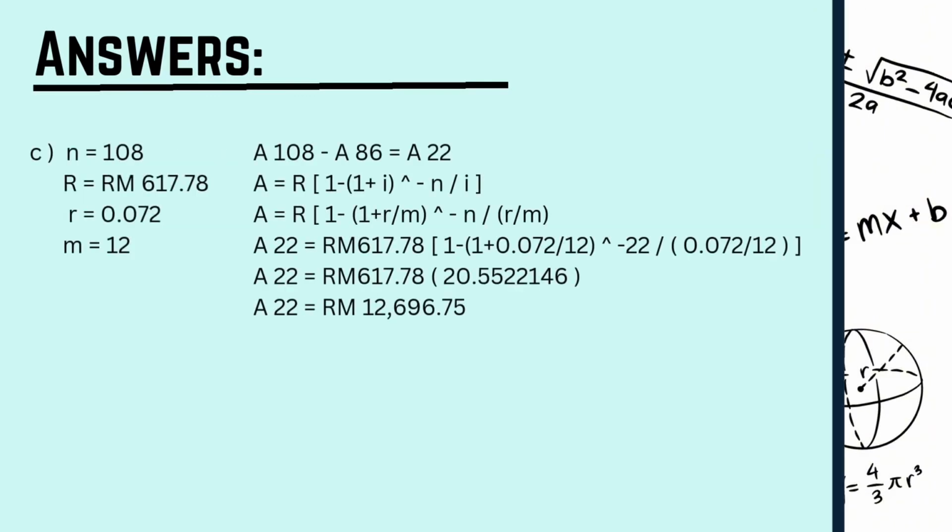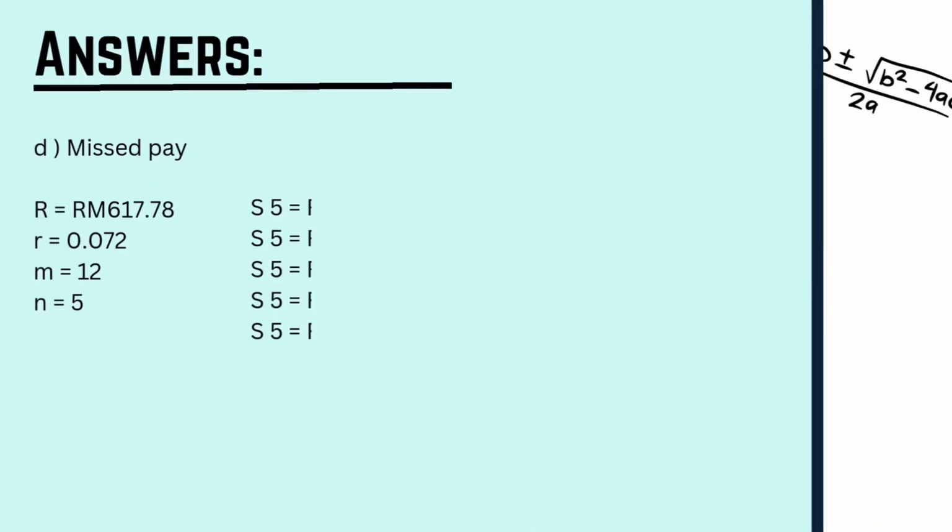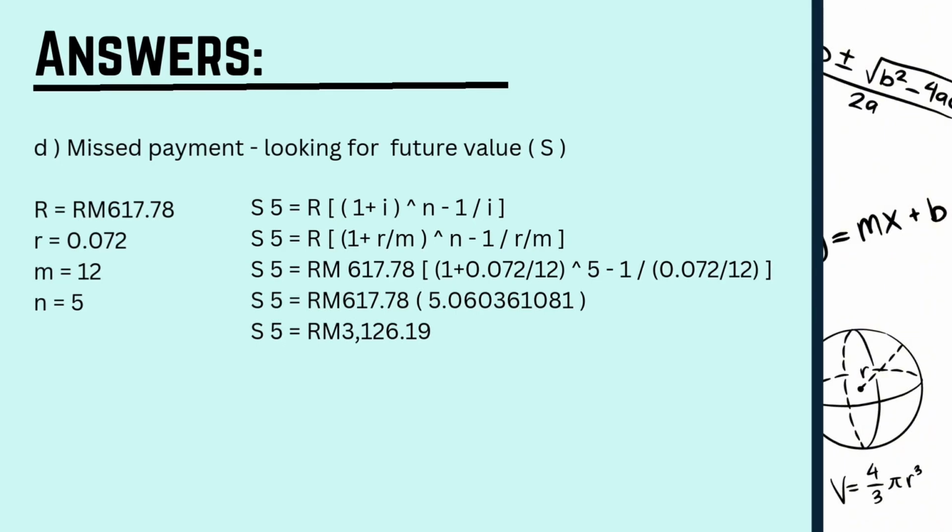Move to question C, which is we need to find the balance after he paid 86 payments. So n equals 108, R equals 617 ringgit 78 cent, rate equals 7.2%, m equals 12. So we can calculate this by using the same formula as question A. After we calculate, the final answer is 12,696 ringgit 75 cent.